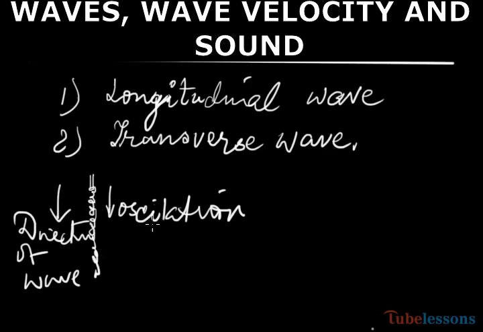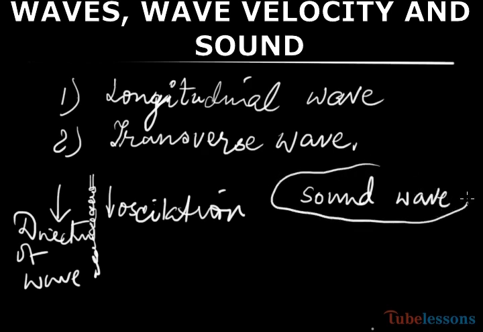So in a nutshell, a longitudinal wave is defined as the wave in which the oscillation takes place parallel to the direction of the wave, and sound wave is one kind of longitudinal wave. Sound wave is a longitudinal wave.